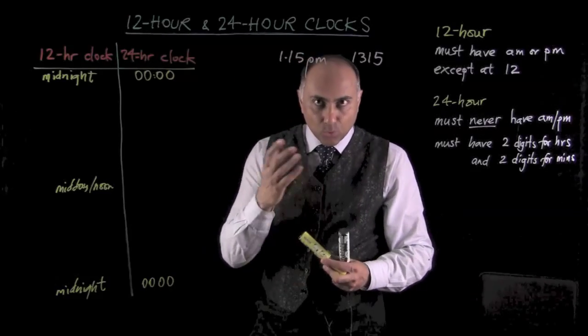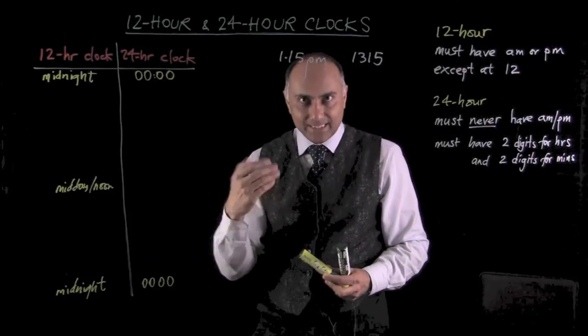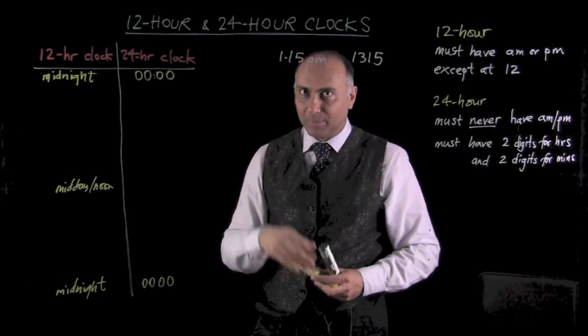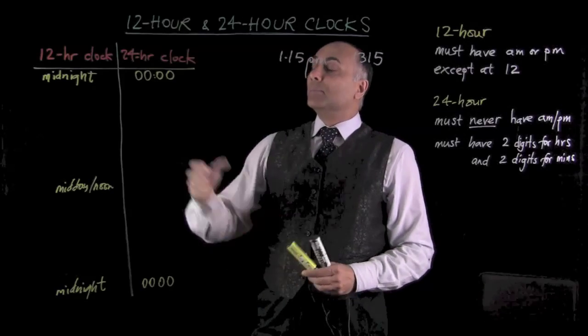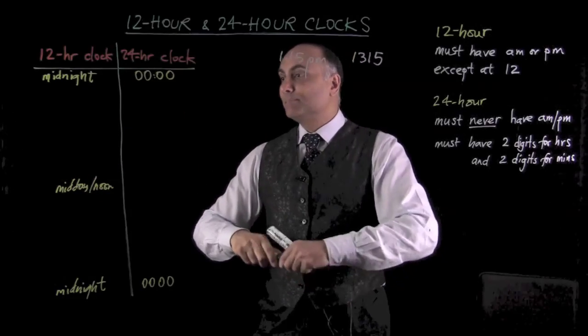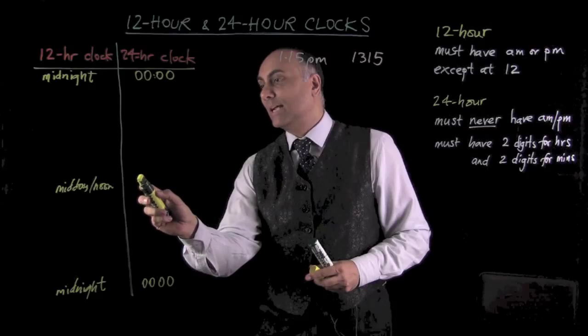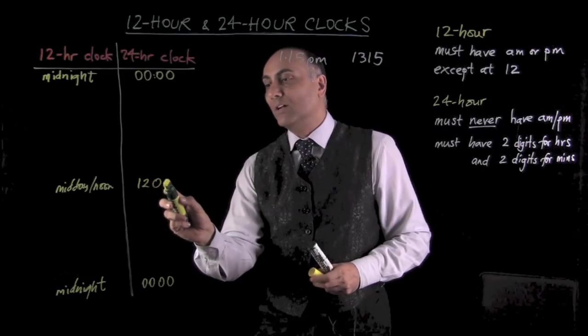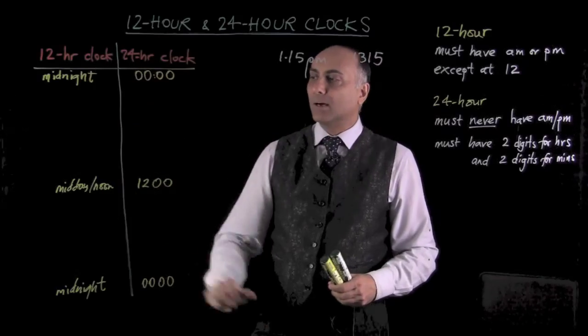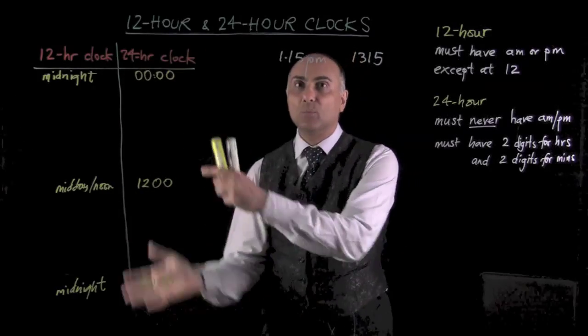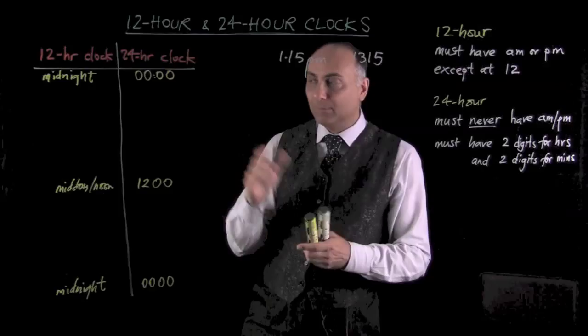So when the minutes are naught in the 24-hour clock, we just read that as 100. Obviously, it isn't 100, but that's the traditional way of saying it. Midday is written as 1200. Okay, so those give us a framework, and we'll put in other times in between now.